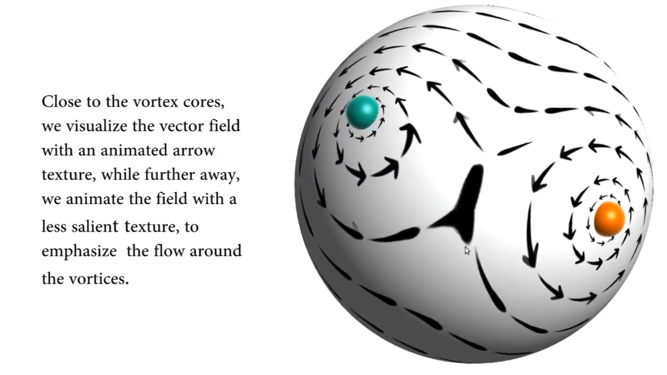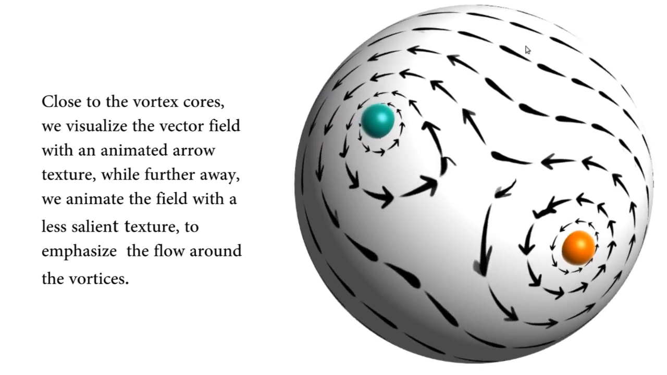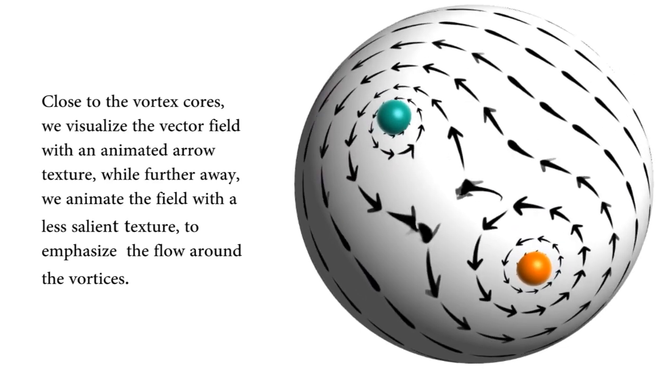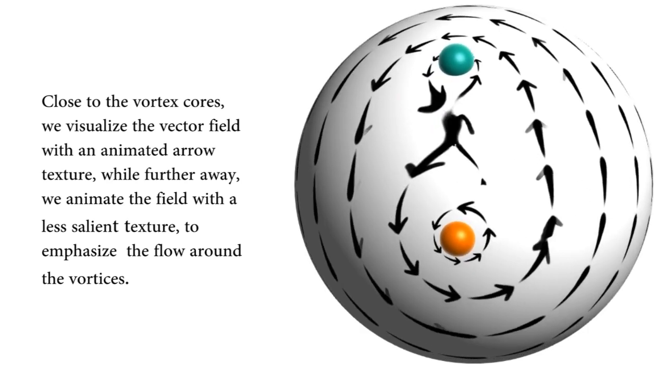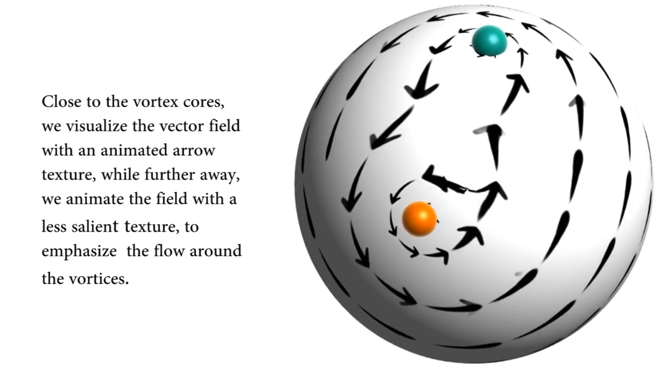Close to the vortex cores, we visualize the vector field with an animated arrow texture, while further away, we animate the field with a less salient texture to emphasize the flow around the vortices.